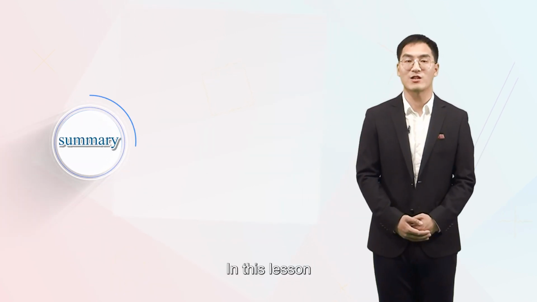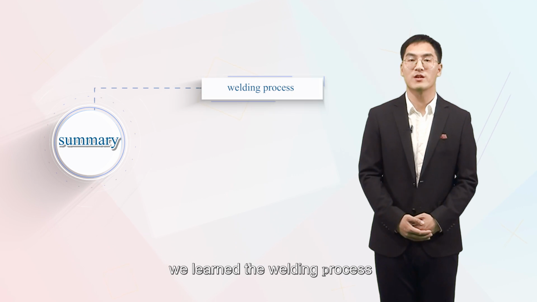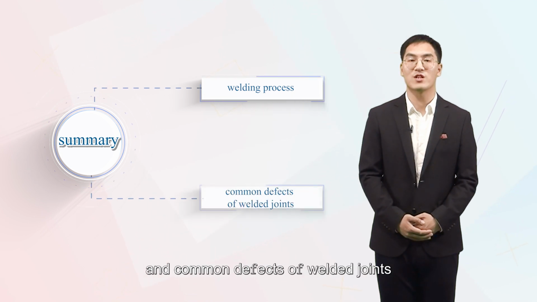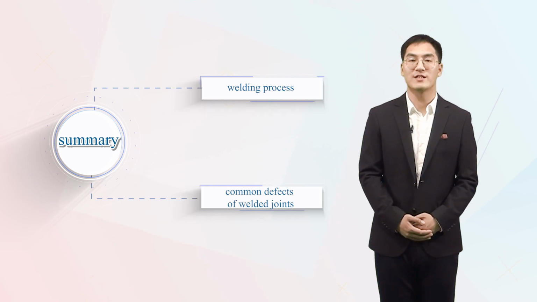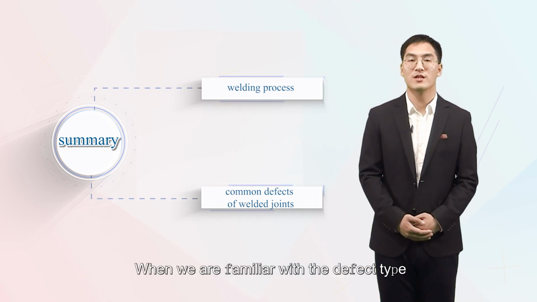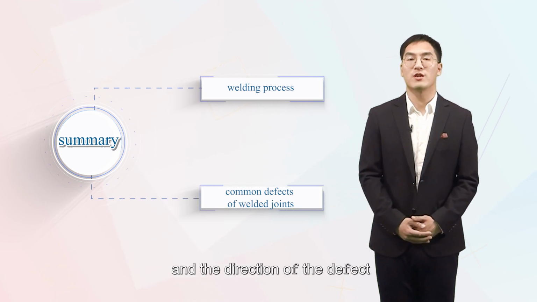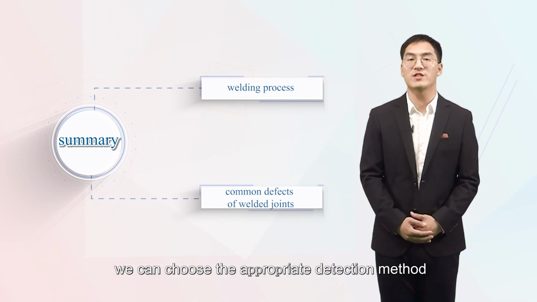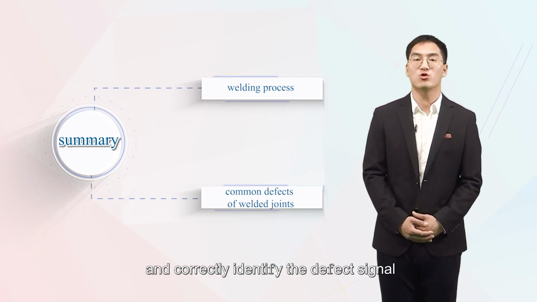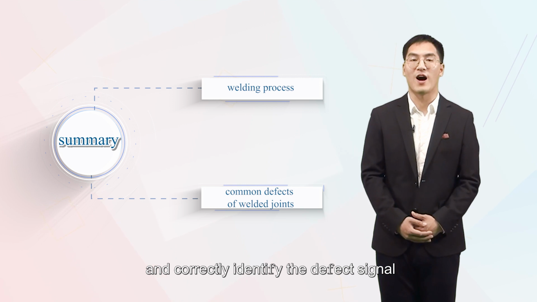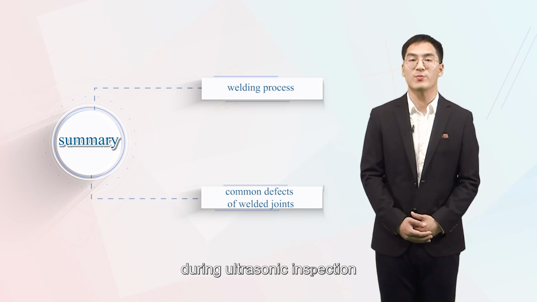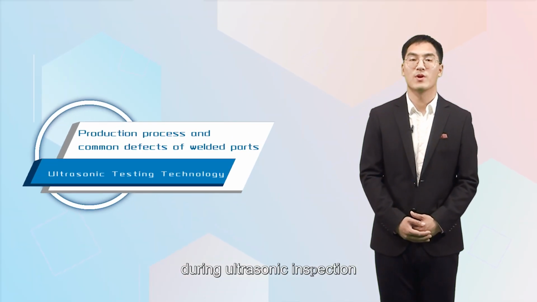In this lesson, we learned the welding process and common defects of welded joints. When we are familiar with the defect type and the direction of the defect, we can choose the appropriate detection method and correctly identify the defect signal during ultrasonic inspection.